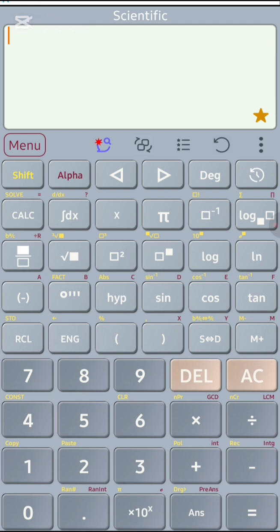So for instance, let's say we have a question: x plus 2 is equal to 5. This is one of the basic questions you're going to get. I'm going to solve it with a calculator. So first, let me show you some things on your calculator. You see I have my scientific calculator here, which is very similar to the ones we use in school.